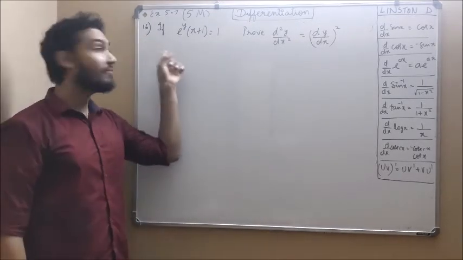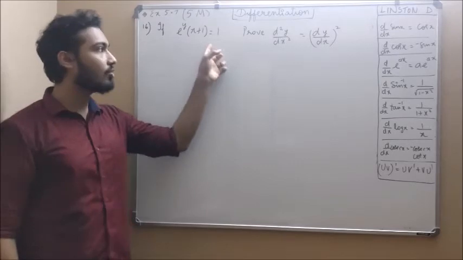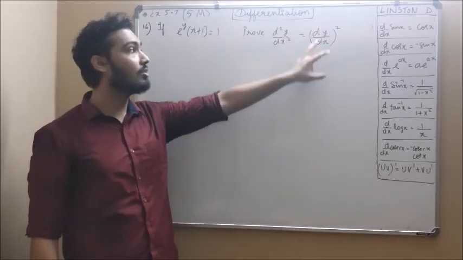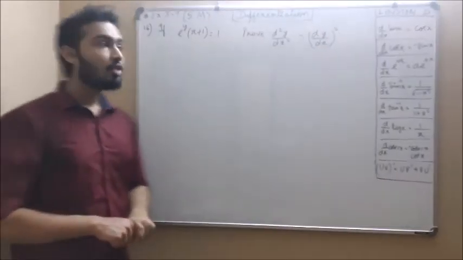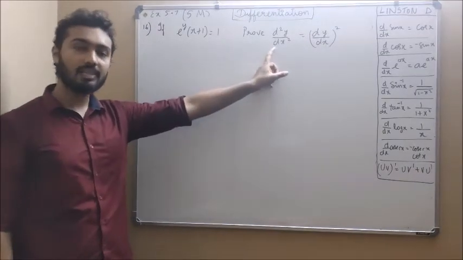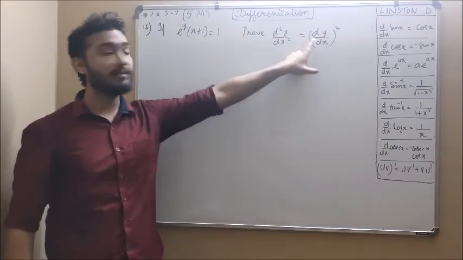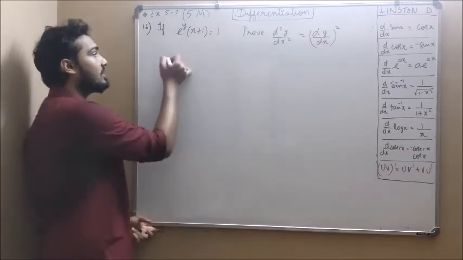Next question, 16th question. If e power y into x plus 1 equal to 1, prove that d square y by dx square equal to dy by dx the whole square. So how to prove this? First you have to get dy by dx, then you have to prove it is equal to the square of dy by dx. So first get the dy by dx.